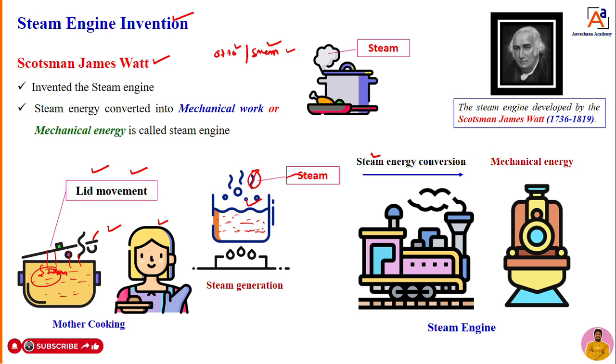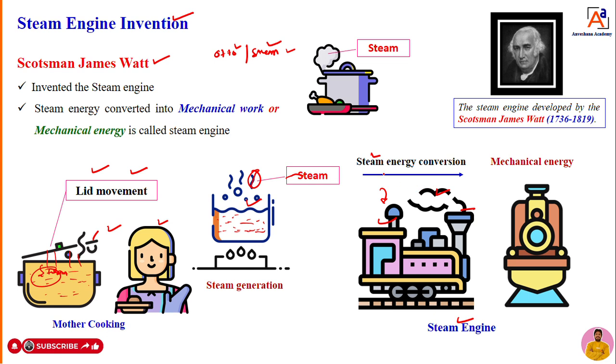Later he came to know that to convert that steam energy into mechanical energy, we require a machine. That machine will help us convert the steam energy into mechanical energy. So he invented an engine, a machine, which takes steam as a working fluid and produces mechanical energy. That machine he later called a steam engine.